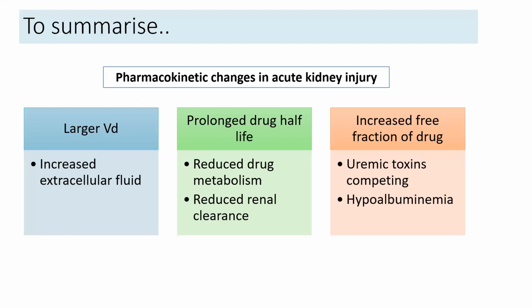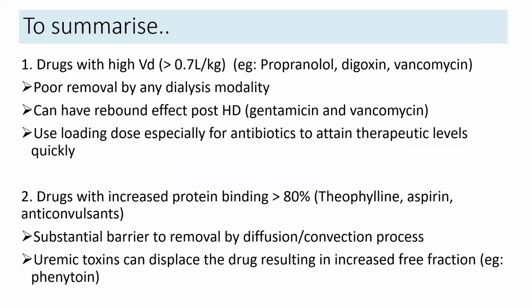So just summarizing in short, the pharmacokinetic changes which occur in acute kidney injury are a larger volume of distribution because of increased extracellular fluid or because of the fluid used for resuscitation. There can be prolonged drug half-life as the drug metabolism is also reduced in other organs like the liver, and there is reduced renal clearance as well. And as we discussed, because of the hypoalbuminemia and uremic toxins competing with the protein binding, there can be increased free fraction of the drug. So we need to keep in mind all these pharmacokinetic principles while dosing in patients with acute kidney injury.